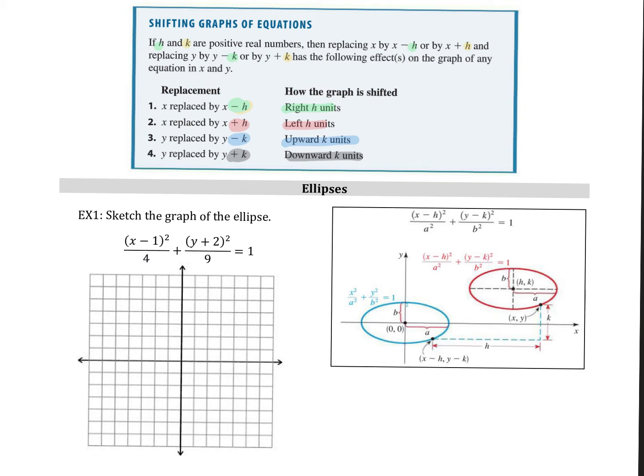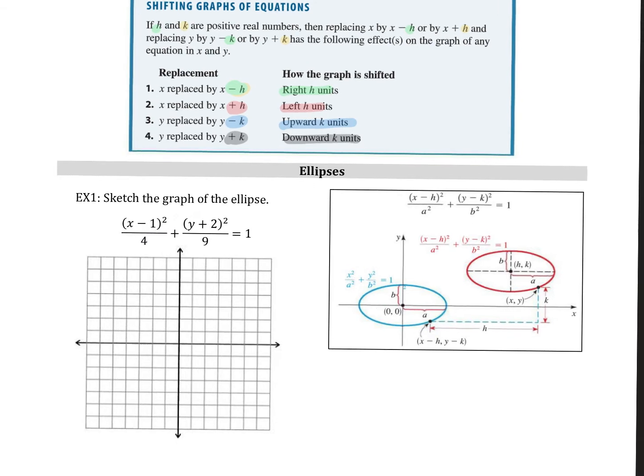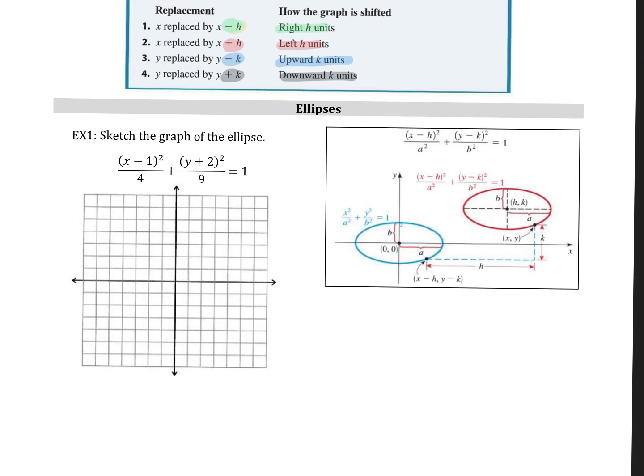So the basics of our ellipse will be the same. We have the b value and the a value. The a value is always the larger one when we're looking at the ellipse. So our a squared value is going to equal 9, and our b squared value is going to equal 4. We know that. But then, notice at the top we have some shifting going on.